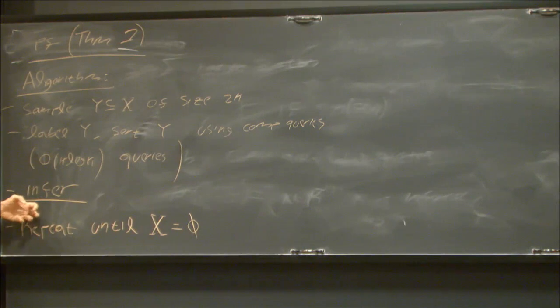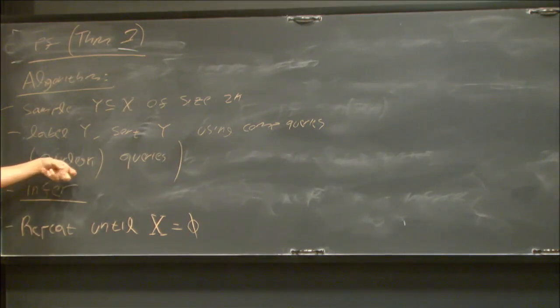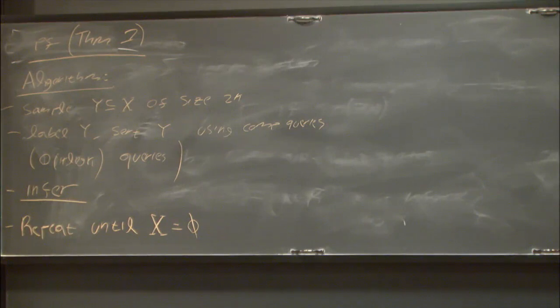By the way, this takes k log k queries. We have 4k label queries, and sorting an array of size 4k is order of k log k queries, and this is the k log k that you see here. So we just repeat it log n times. Then we infer. This is a little bit of an abstract step, but basically, it says that for every point in X that you can infer the label, infer it. And then we just repeat until X is empty.